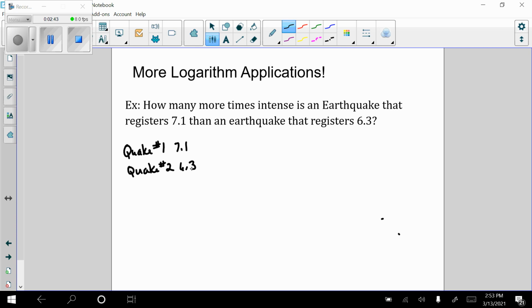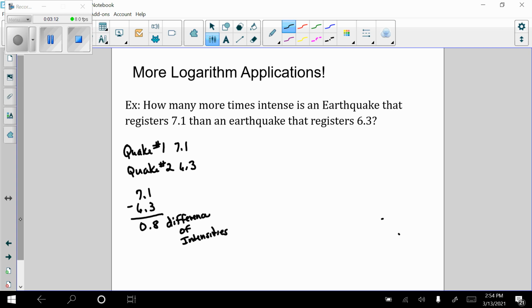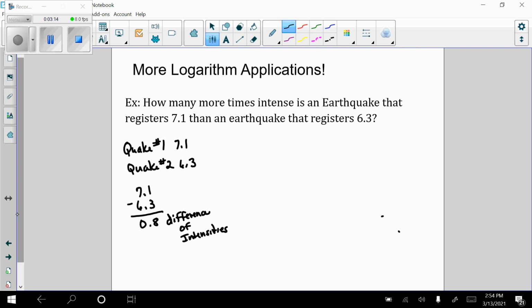Okay, so on this problem, what I need to do is I need to find the difference in those magnitudes. So I need to subtract my two intensities and get 0.8. So that is the difference of intensities. Which is going to be helpful in finding how many times more intense that first earthquake is.